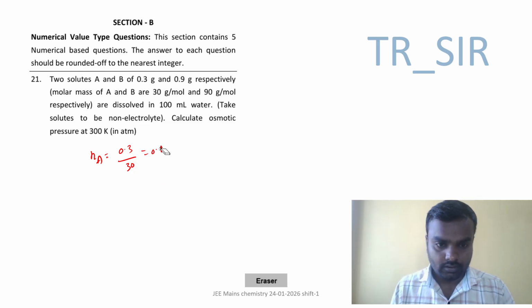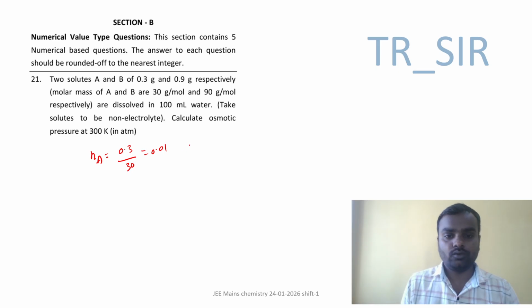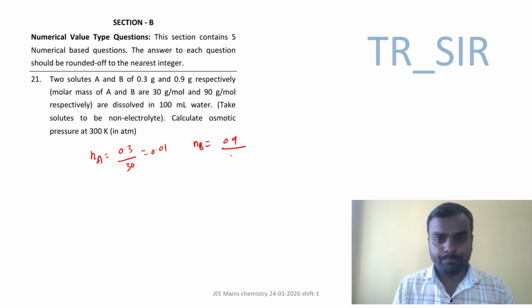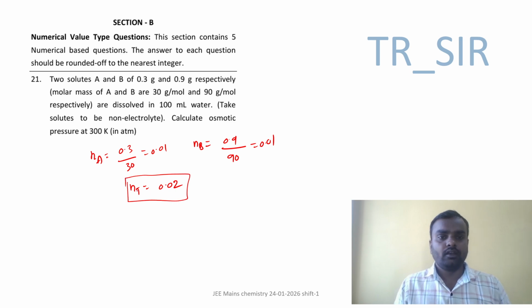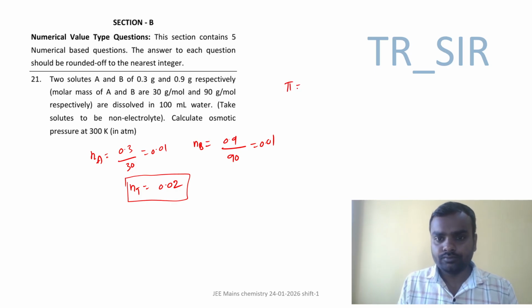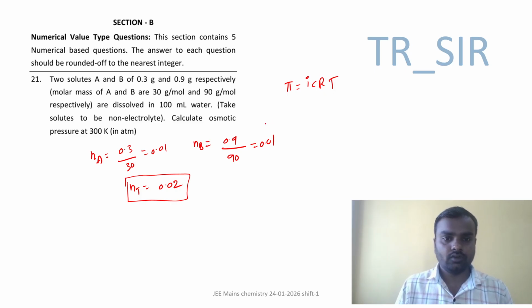That is 0.01 that will come. How? The 10 will go, 3 will cancel out. Number of moles of B, how much? 0.9 by 90, so we'll get 0.01 mole. So total moles is 0.02. Now the osmotic pressure formula: pi is equal to i C R T. C is the concentration, R is the gas constant, T is the temperature.